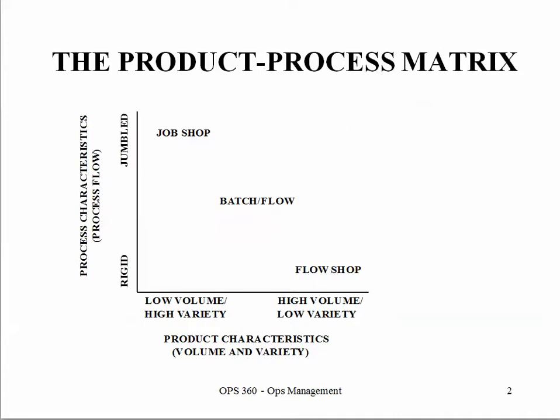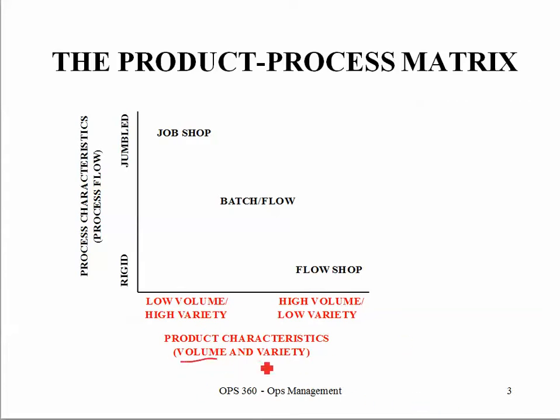So the first thing I want to talk about is this conceptual framework referred to as the product process matrix. This is the matrix right here. As you can guess from the name, what it's trying to do is relate the manufacturing process to the products that are being manufactured by the facility. So what we have in this matrix is this axis right here, this dimension right here, is sort of displaying product characteristics. In particular, product volume and product variety.